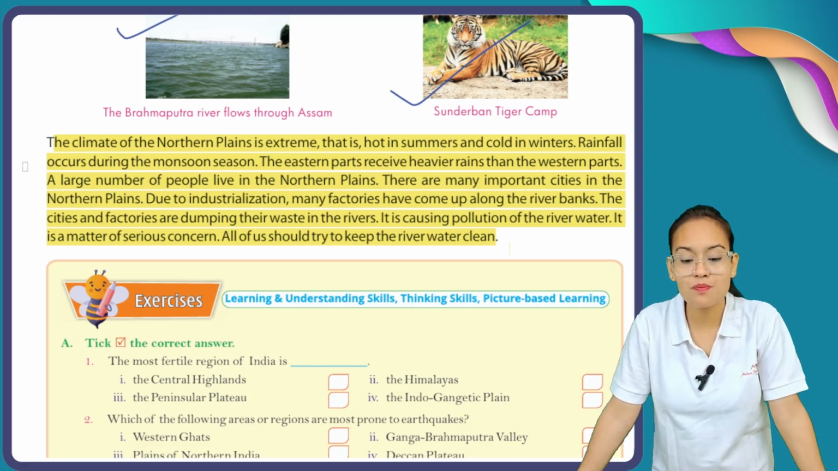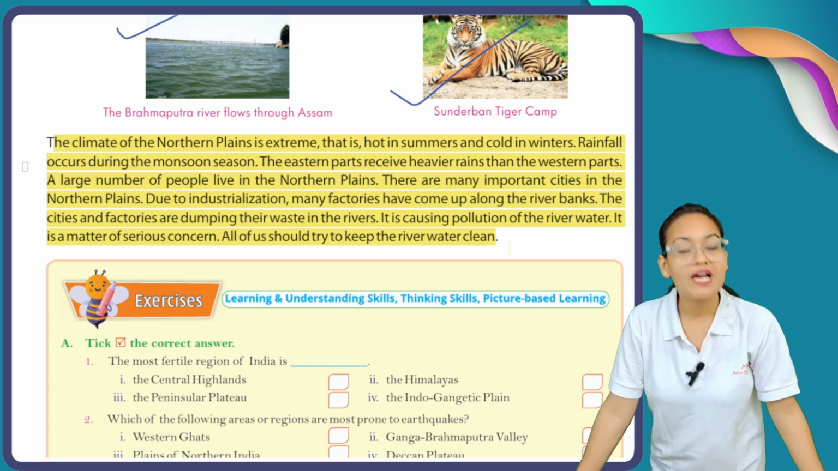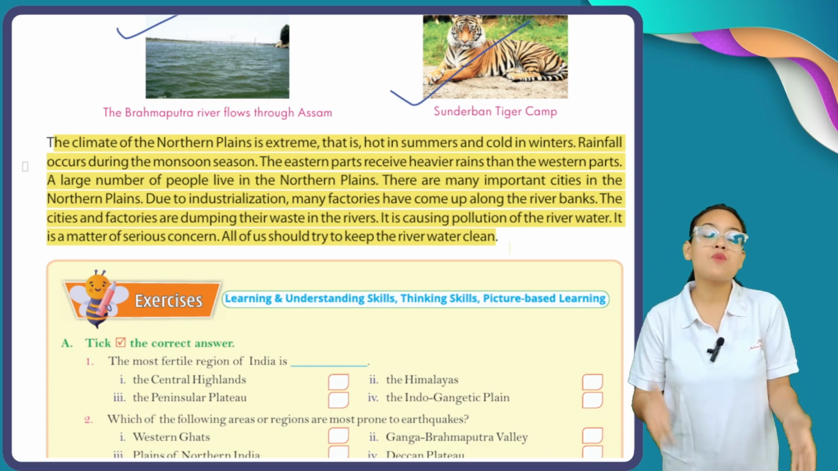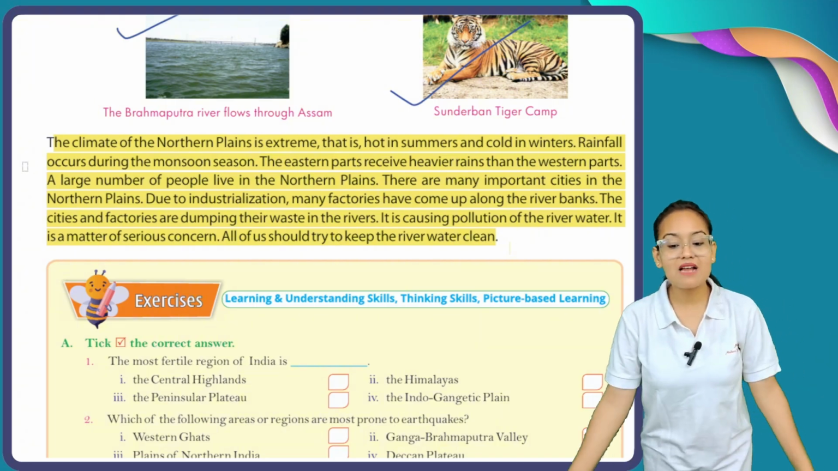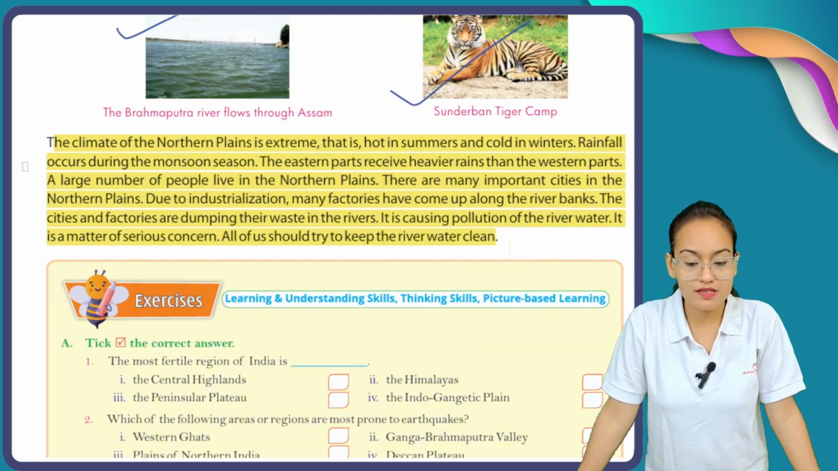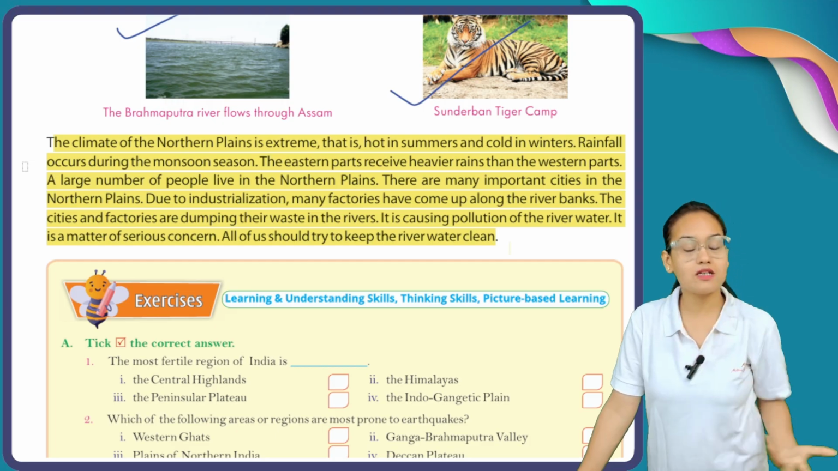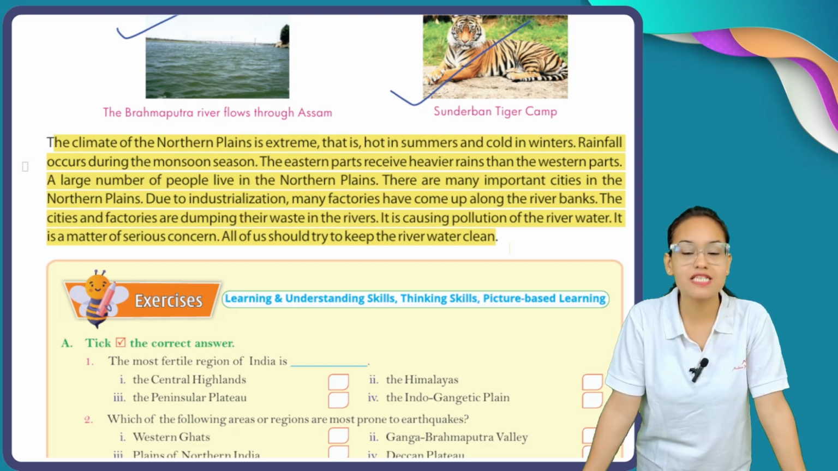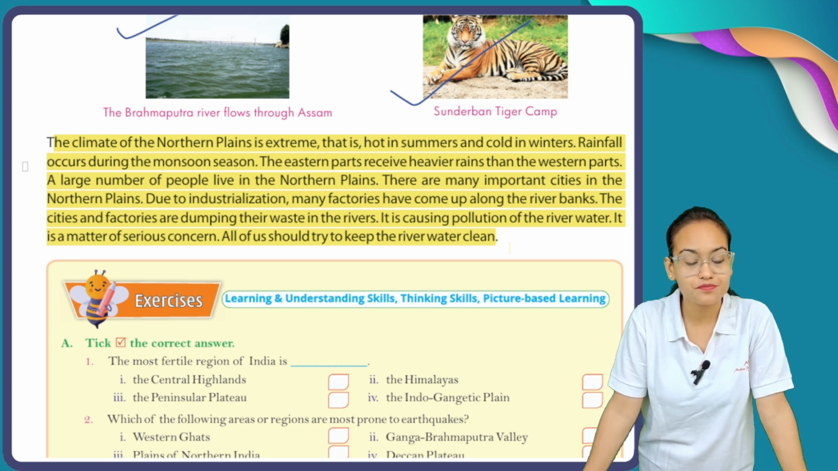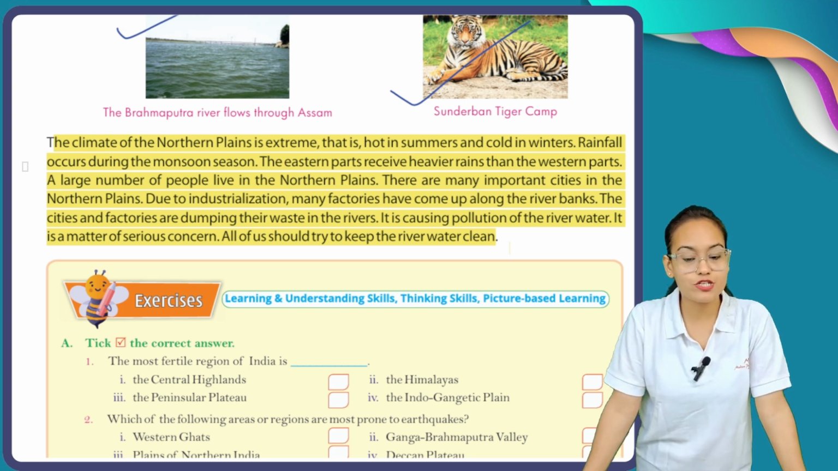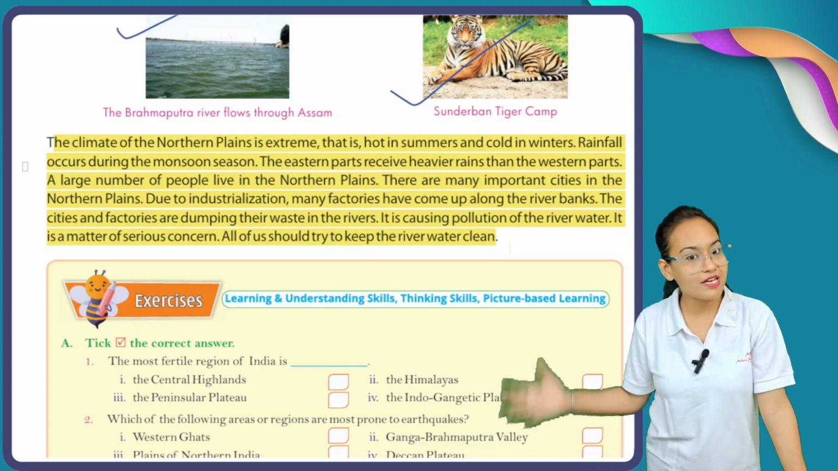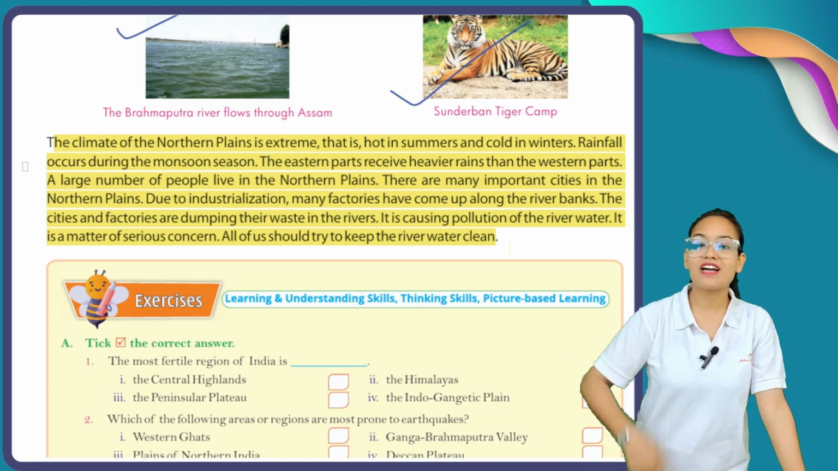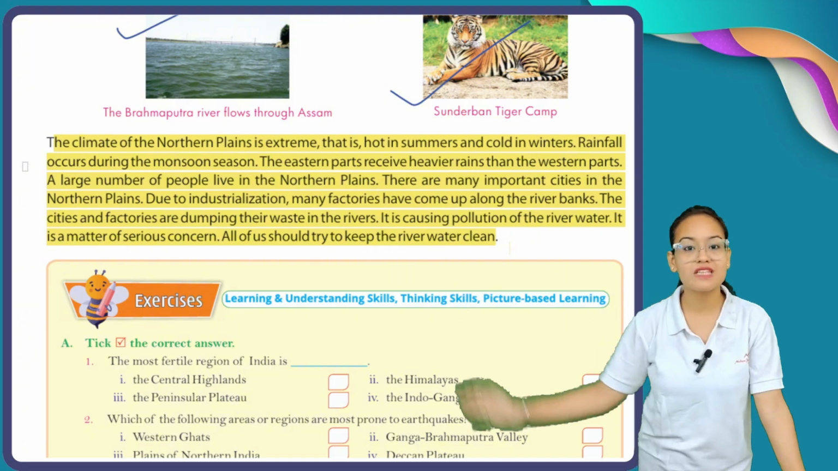A large number of people live in the northern plains. The majority of the population of India lives in this northern plain, and many major cities are located here. Due to industrialization, many factories have come up along the banks of these rivers.